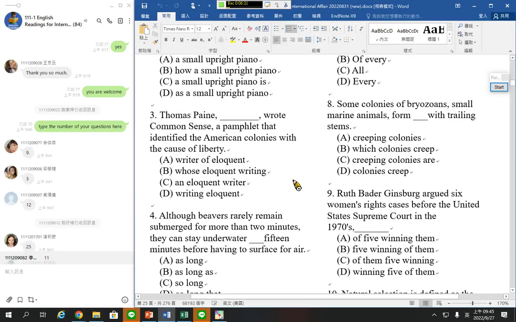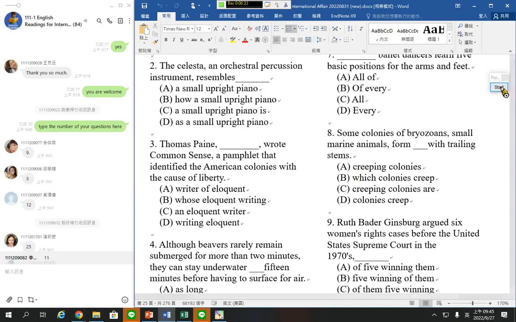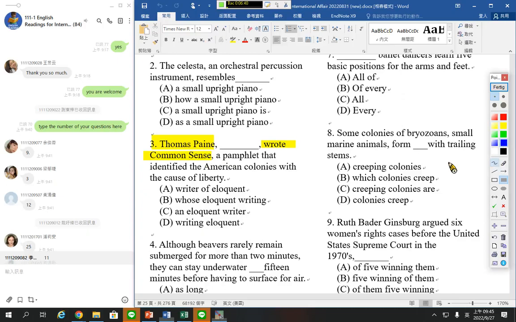Number three, let's move up a little bit, Thomas Paine. So still, we try to identify the structure, right? Thomas Paine wrote Common Sense, the end of the structure. Did you see this one? This is the subject, right? And this is the verb. And of course, this is the object. This is a transitive verb. So the subject wrote Common Sense, the end of the story.